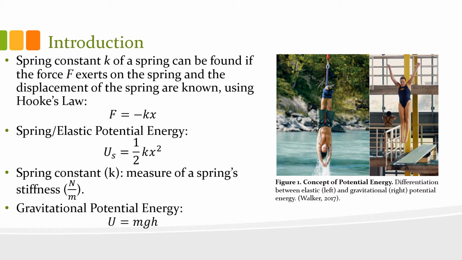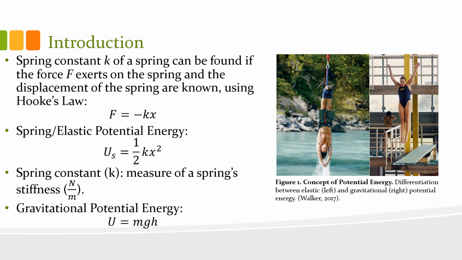Spring or elastic potential energy is the stored energy of a spring or spring-like object when it is not in an equilibrium position, that is, when it is stretched or compressed. It is known as 1/2 k times x squared. k is the spring constant. It measures a spring's stiffness. The larger the k value is, the stiffer the spring is. It has a unit of Newton per meter.